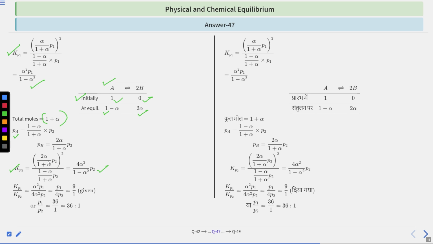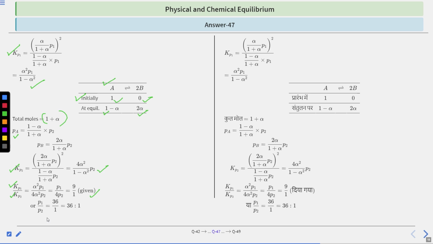Now we have to find the ratio of Kp1 and Kp2 for these two reactions given in the question. So we divide Kp1 by Kp2. Kp1 divided by Kp2 will be alpha square P1 divided by 4 alpha square P2. On cancelling alpha, we have P1 divided by 4 P2, which equals 9 by 1, which is given in the question also, right? That Kp1 and Kp2 ratio is 9:1.